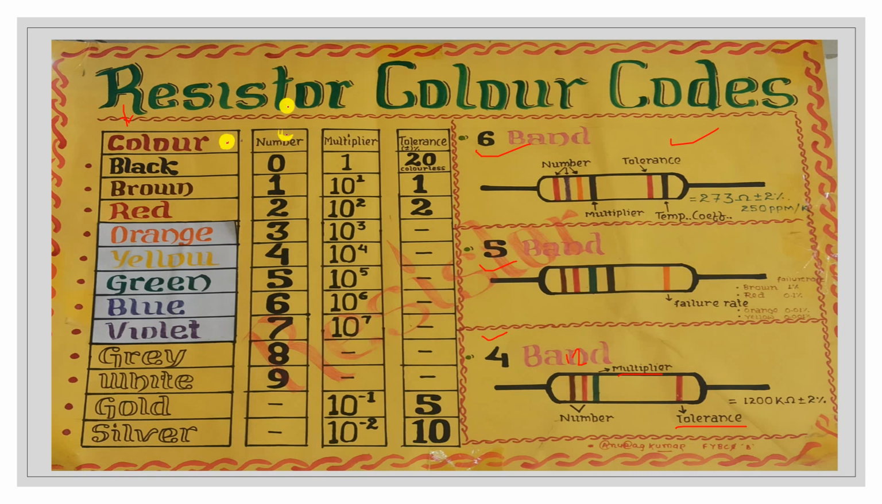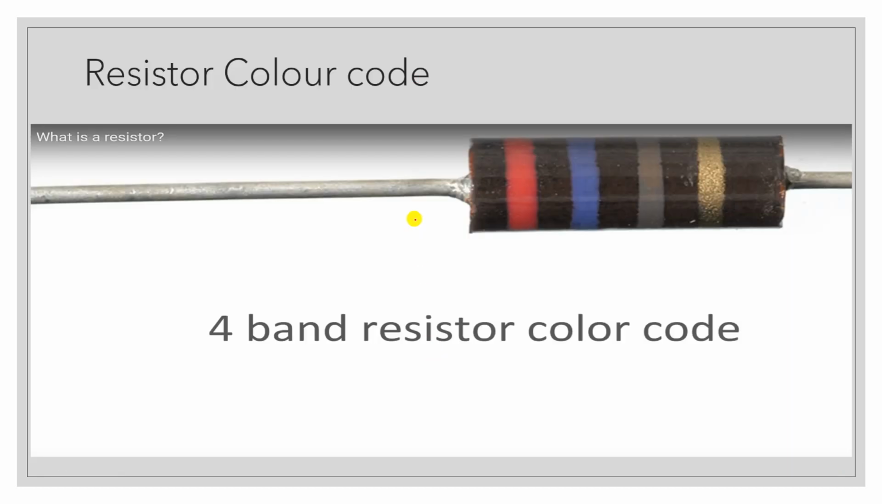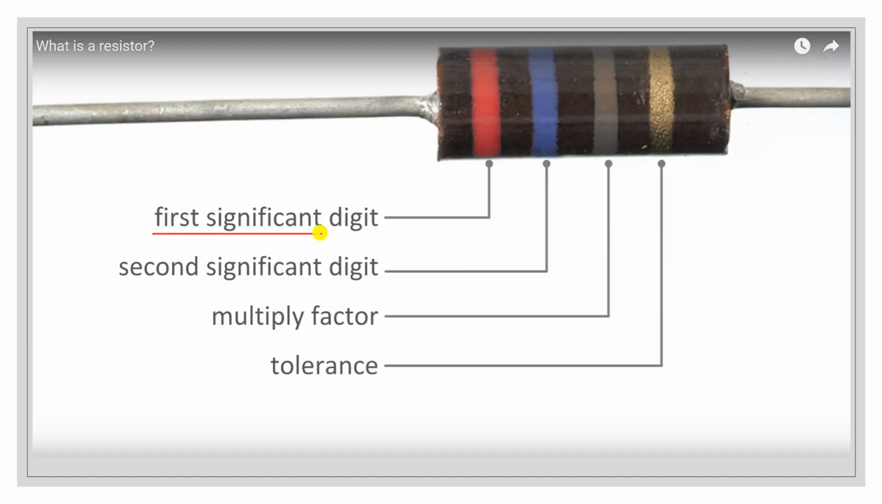Here the first column is the number, the second one is the multiplier, and the third one is the tolerance. According to our principle, the starting two colors act as digits, the third one is the multiplier, and the fourth one is the tolerance. Let us see examples one by one. This is a carbon composition type of resistor. Gold and silver are always on your right hand side. On the left hand side is the first color, then the second, the third, and the fourth.